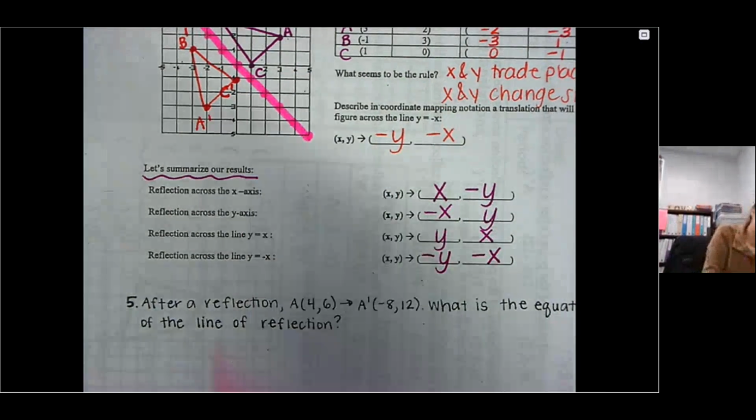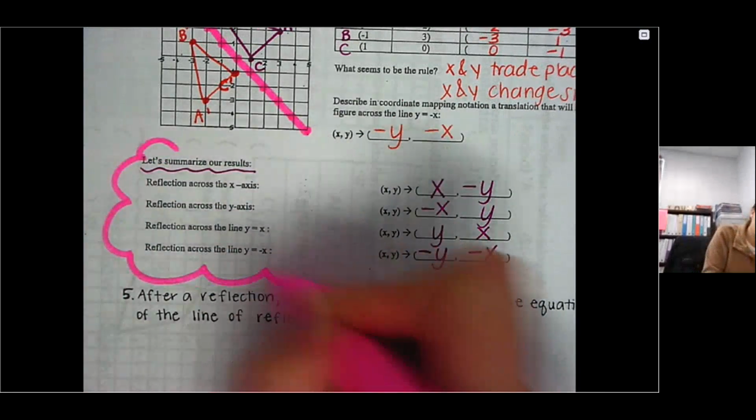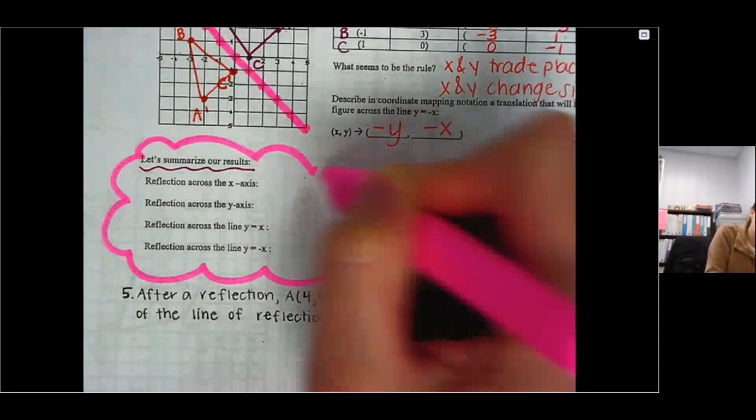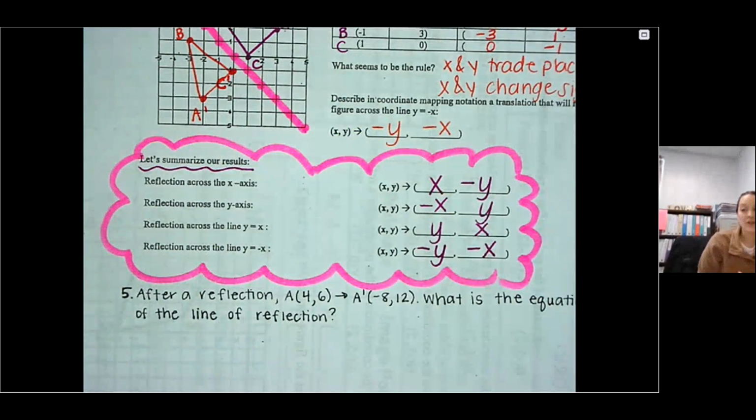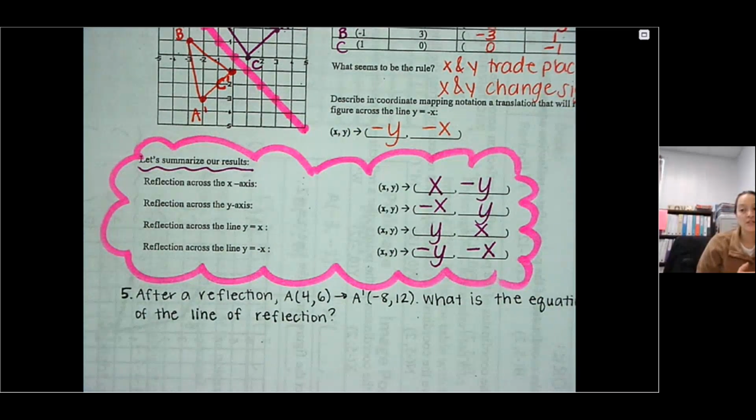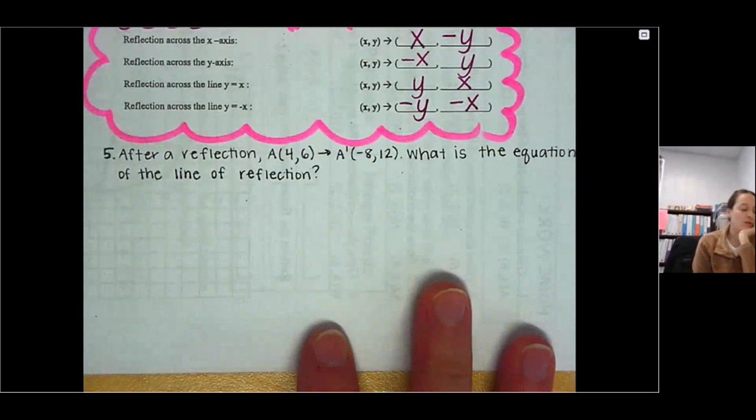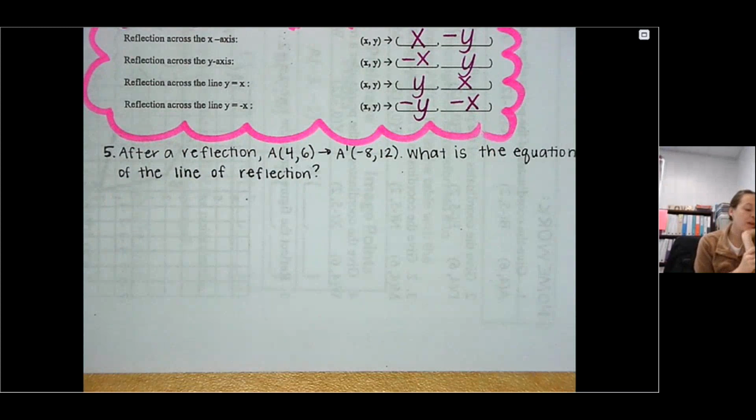So I would put a nice big box around that because that will not be given to you on your midterm. And this is like a huge section on your midterm. So you do have to have this memorized, unfortunately for you. Last one for reflections, number 5.